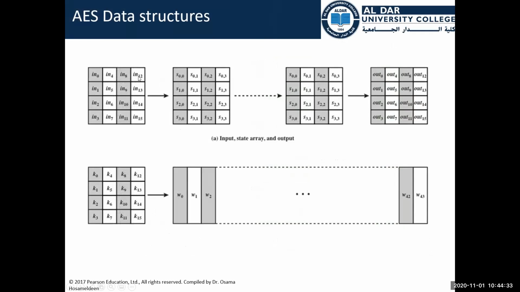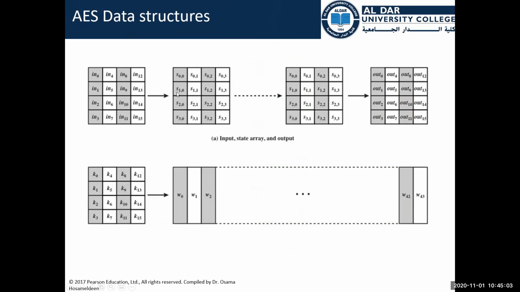So for example, this is the general structure. Here we have the state matrix. We define it like this: if we have input data, the input data is arranged column wise. For example, this is 0, 1, 2, 3, 4, 5, column wise. And also here, this is going to be column wise, until we get the output here.